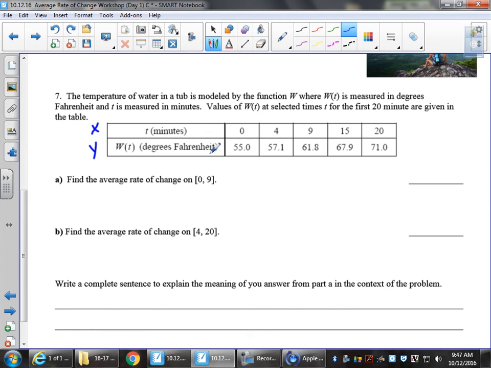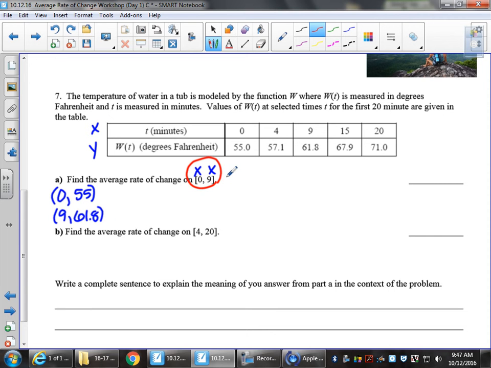From yesterday, does anybody remember how to work with this interval? Nope. Let's talk about it. These are both X values. So when X is 0, what is Y? From the table, 55. And when X is 9, 61.8. So you should make a note.